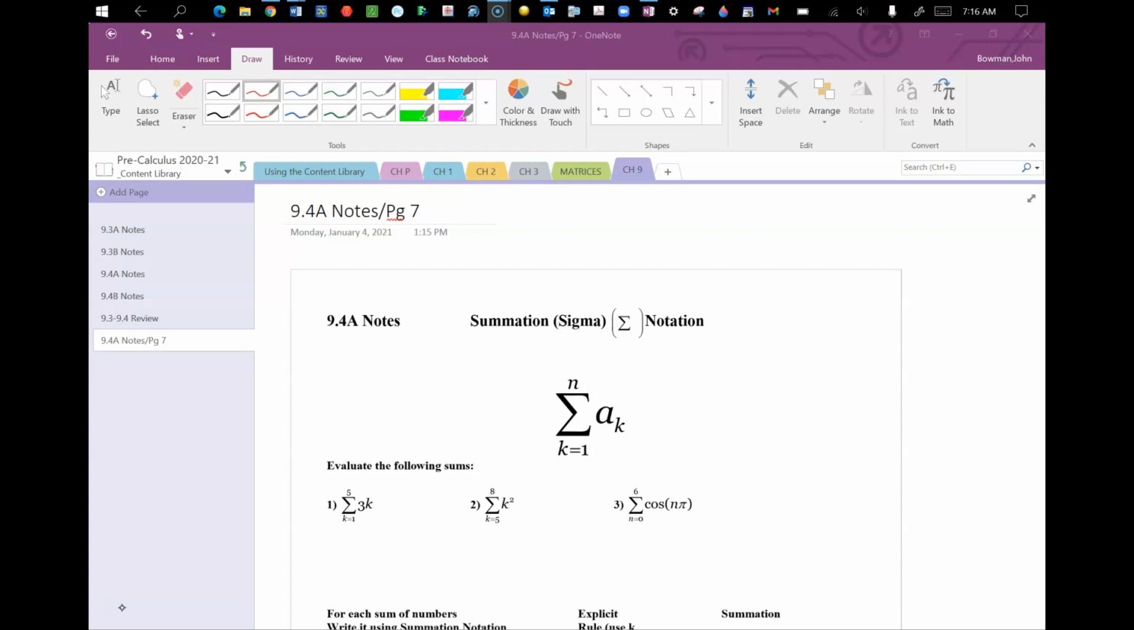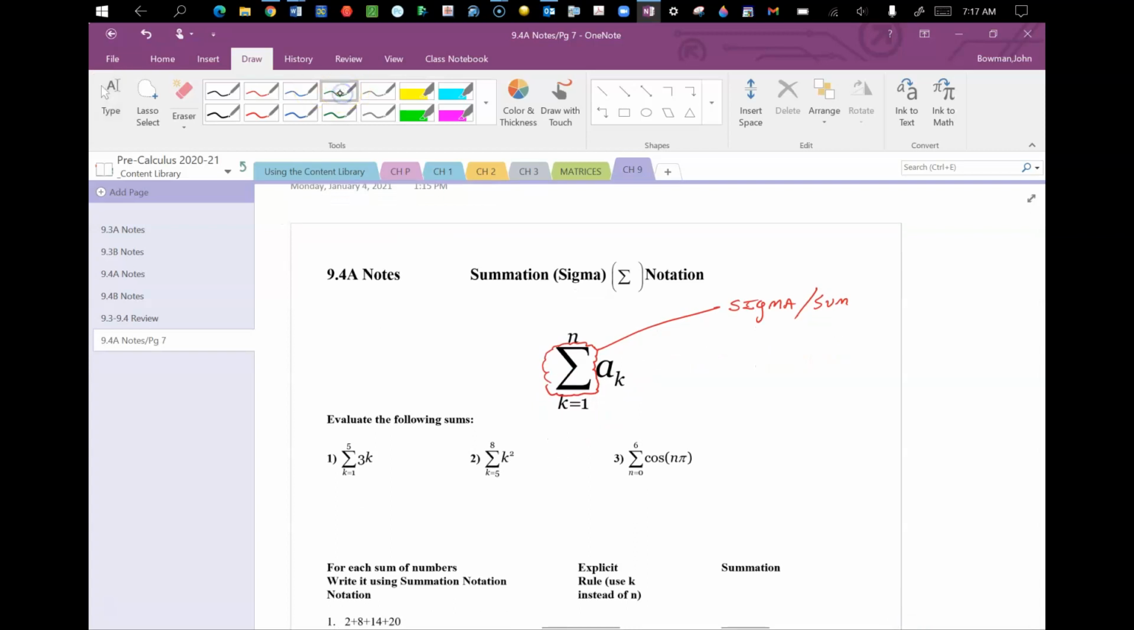So let's get started. The first thing I want to point out is this sigma part right here. So I'm going to circle this. This is the Greek letter sigma, and that's why we call it sigma notation or summation notation. So that means sum all of the terms that follow. The part next to it that I am circling in green is the explicit rule.